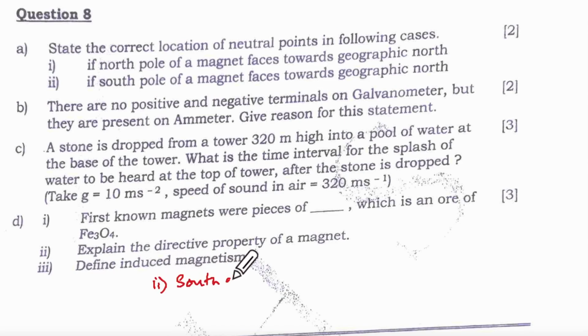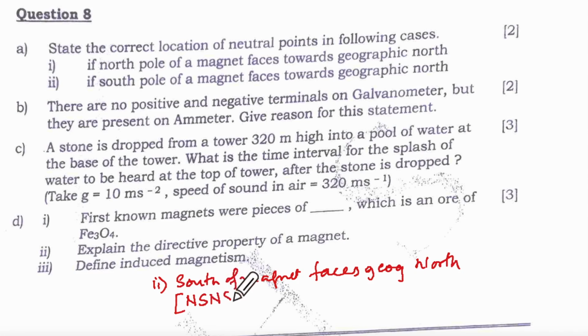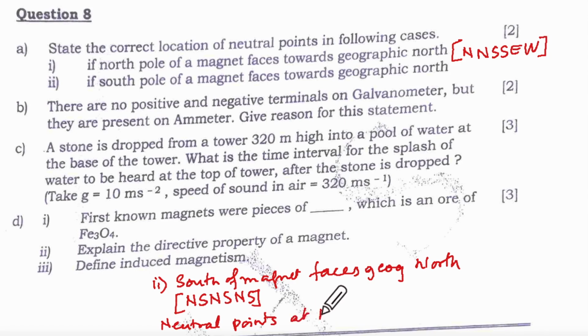South of magnet faces geographic north. Okay, which means what I told you, NS, NS, NS. This is the mnemonic, correct? The earlier part, what did I tell you? NNSSEW. Okay, so what you will say, neutral points at north and south.